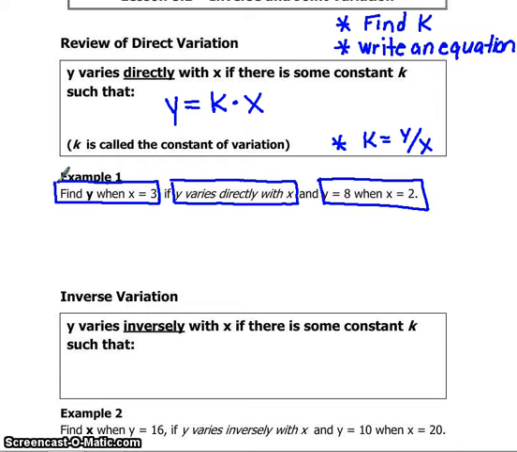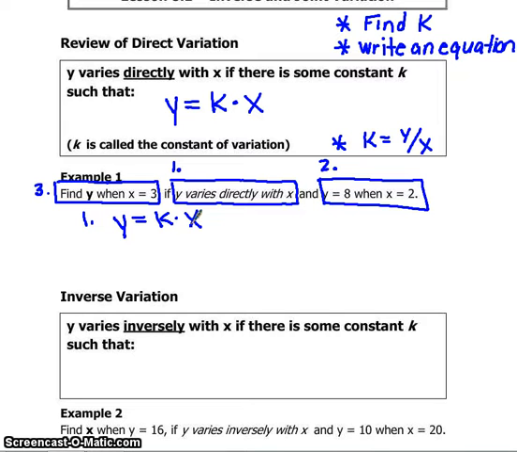So, find y when x equals 3 if y varies directly with x, and y equals 8 when x equals 2. What we're going to do with these problems is actually start in the middle. That will tell us what type of problem we have. Then we are going to use our given information, and finally we are going to answer our question. So, starting with number 1, y varies directly with x means we're going to write the formula y equals k times x. That's it for number 1.